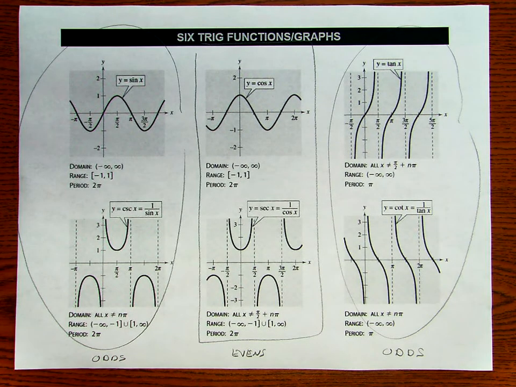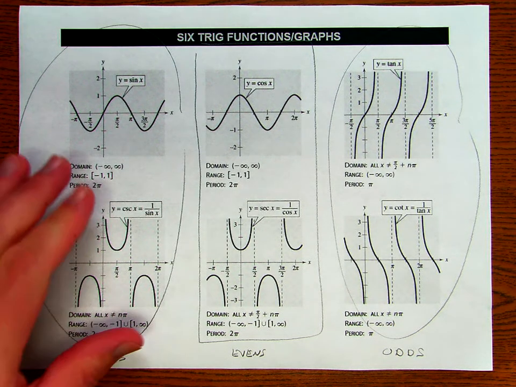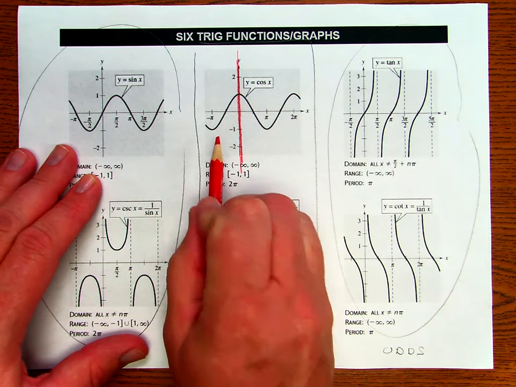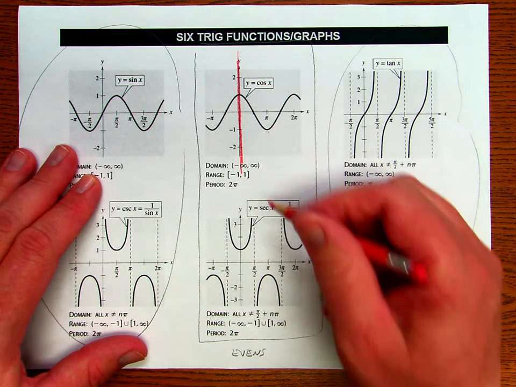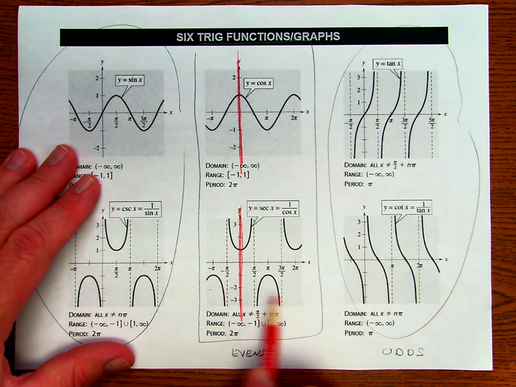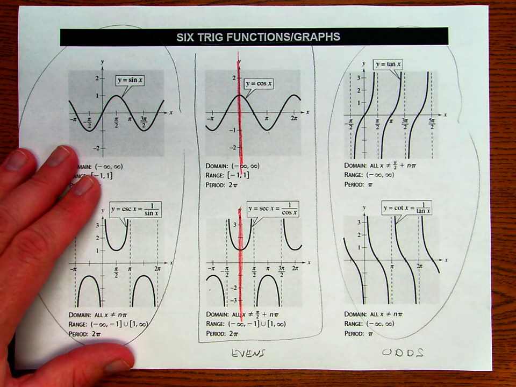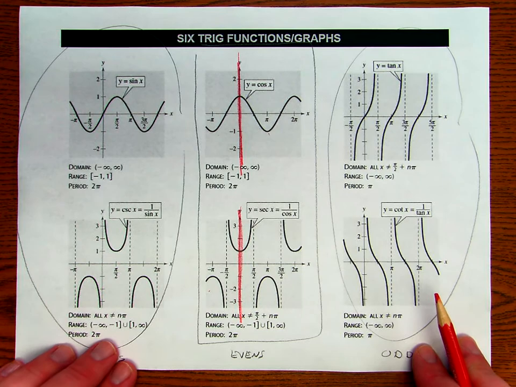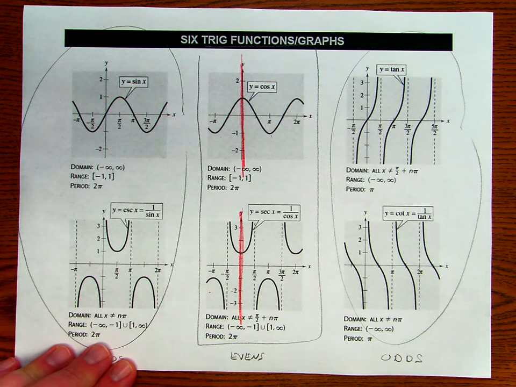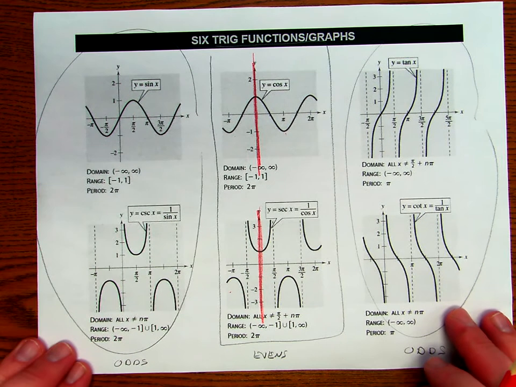All right, in terms of the visual feature that even functions have, they have reflectional symmetry with respect to the y-axis. So if you look at the y-axis here, the left side is a mirror image of the right side. You look at the y-axis here, the left side is a mirror image of the right side. So any function, trig or otherwise, that has that reflectional symmetry with respect to the y-axis is considered to be an even function.